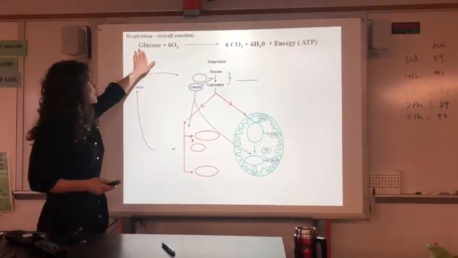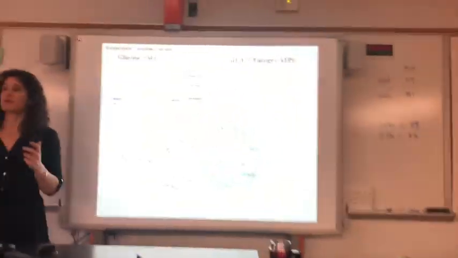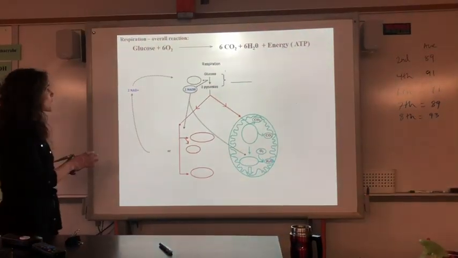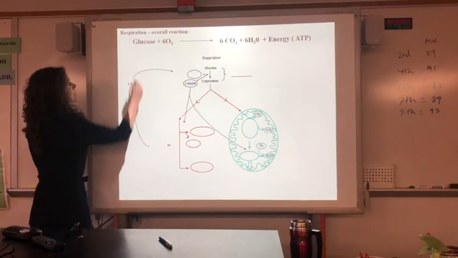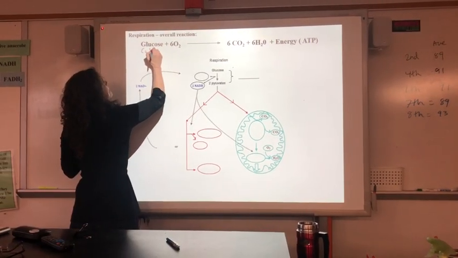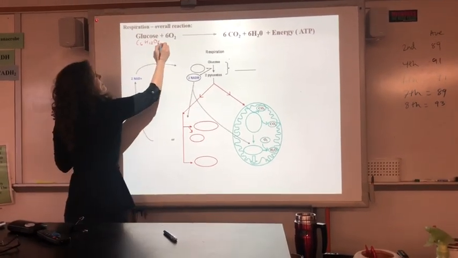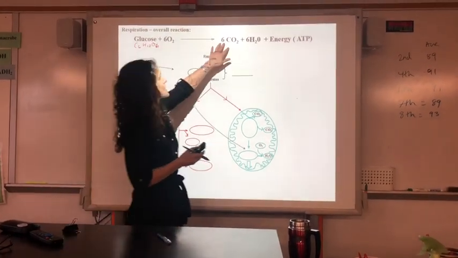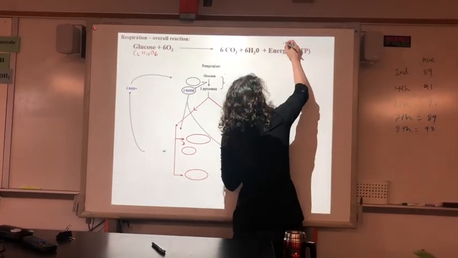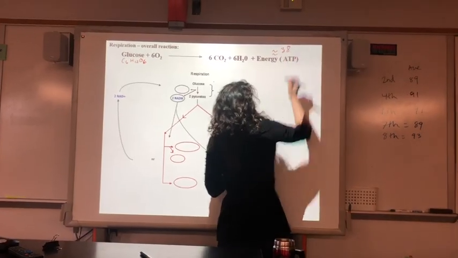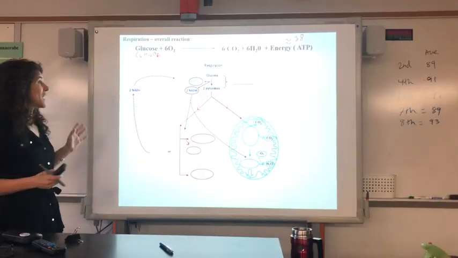So this overall reaction should look very familiar to you. It should look a lot like the reverse of the photosynthesis reaction. Remember that glucose has a chemical formula of C6H12O6. So we get C6H12O6 plus 6O2 yields 6 CO2 plus 6 water plus energy in the form of ATP. And we get approximately 38 ATP molecules. That is a maximum ATP. We almost never actually get 38 ATP.